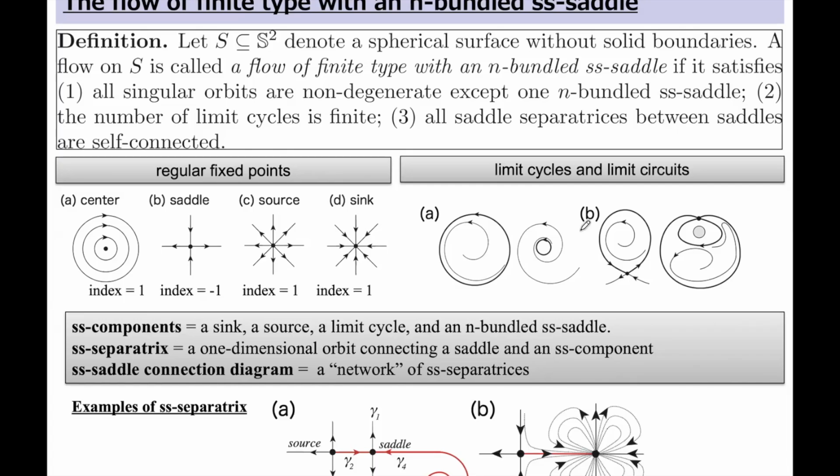This cycle is an SS component, and the other one, this source, is connected to a saddle. This red line is also one of the SS separatrices. In a similar manner, when we connect the saddle to the singular fixed point, this red line is also an SS separatrix. We extract this kind of SS separatrices along with SS components. Then we have a network of SS separatrices called the SS saddle connection diagram.